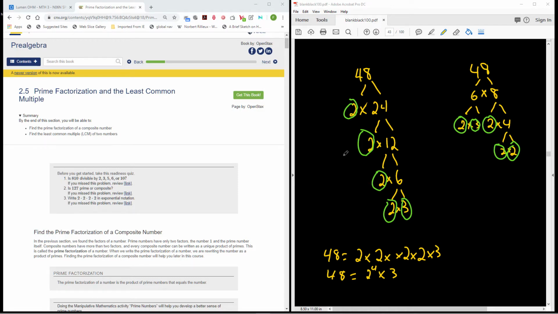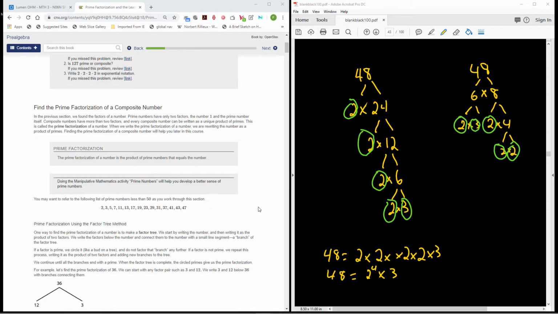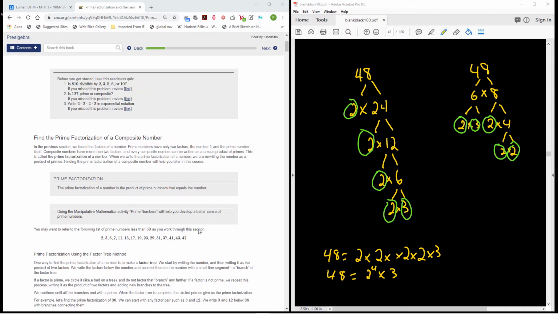The first form they talk about is the tree form. Way to do it is with the tree form. And these are some examples of prime numbers. Remember, prime numbers are only numbers where the factors are 1 and the number. Examples would be 2, 3, 5, 7. You can see the list here. You want to familiarize yourself with those.